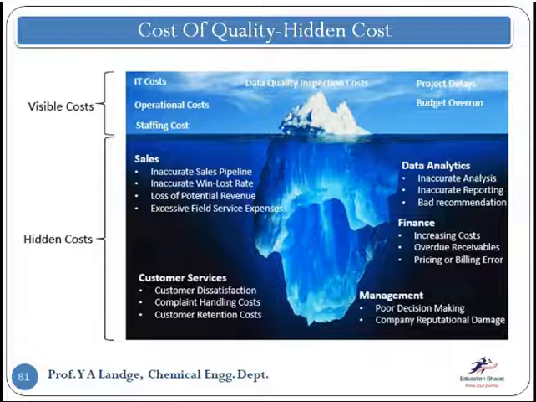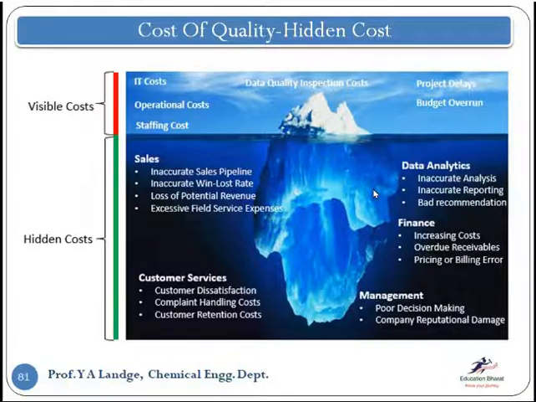But what are the invisible costs? If you see here, this is the part we call the visible one, and the remaining part is non-visible. So what is in that? Sales. What is in sales? Inaccurate sales pipeline, inaccurate win-loss rate, loss of potential revenues, excessive field service expenses.